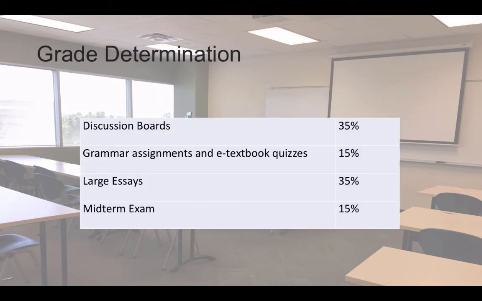Your grade determination. Discussion boards are worth 35% of your grade. The grammar assignments and e-textbook quizzes are worth 15%. Large essays are worth 35%, and your midterm exam is worth 15%. The midterm exam is grammar and revision based.